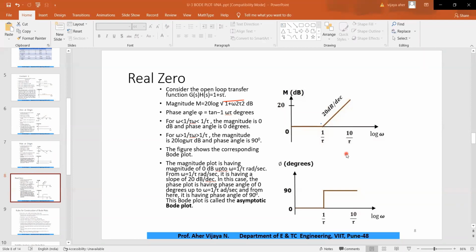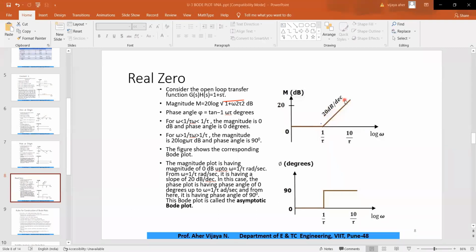The magnitude plot has magnitude of 0 dB up to omega is equal to 1 by tau. Okay, from here onwards, from omega is equal to 1 by tau, it has a slope of plus 20 dB per decade. This is a line with slope of plus 20 dB per decade, right?